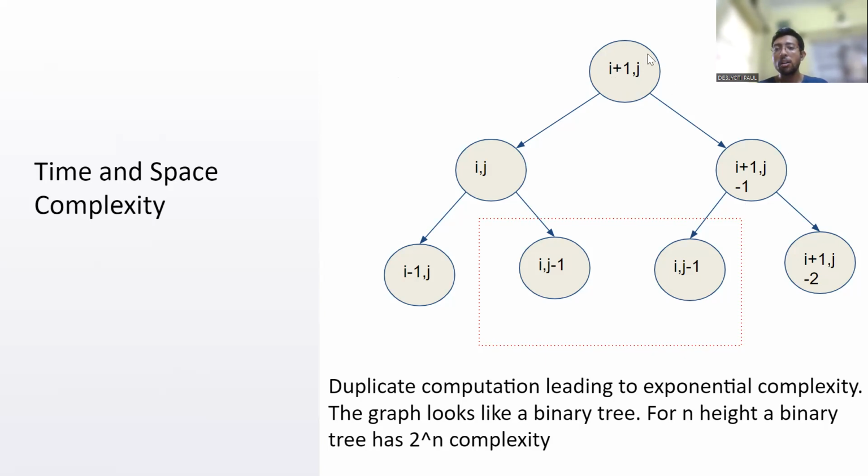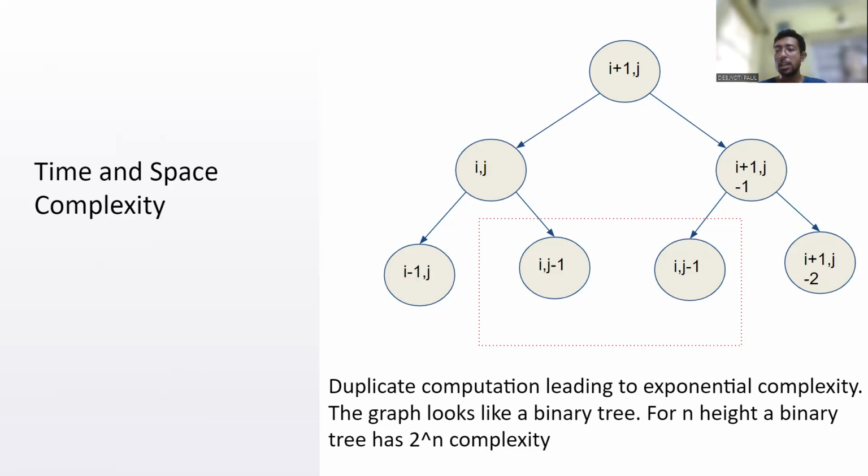If we do the row minus 1, I plus 1 minus 1 will be I, and j will remain fixed. And for the other, we have I plus 1 fixed, but we have to decrement j because we are going to the left. So as you can see, for both of these paths, we have to compute the same value, I comma j minus 1. Similarly, if you look at the entire recursion tree, there will be lots of values which will be computed multiple times, and this is causing the problem of exponential time complexity.